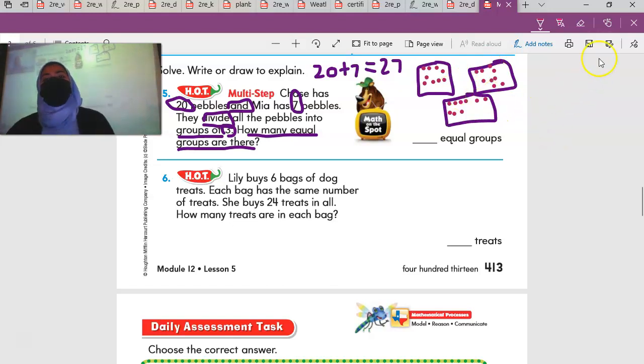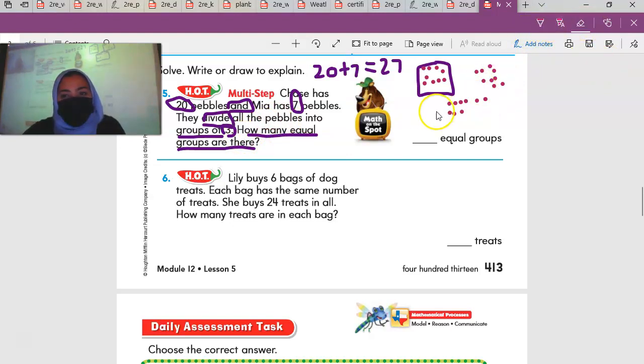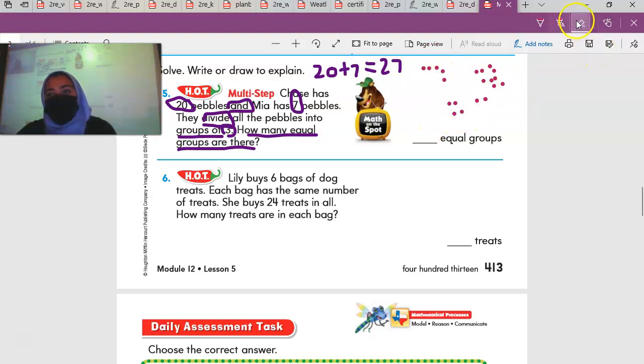Oh, sorry, I totally did that wrong. It says they divide all the pebbles into groups of 3. That means they put 3 pebbles in each group. They're asking us how many groups are there, not how many pebbles are in each group. Oh, silly me. It's really important to read the question and not assume you know, because that's what I thought. I assumed I knew, and I didn't. That's okay. All right. Eraser, please erase for me.